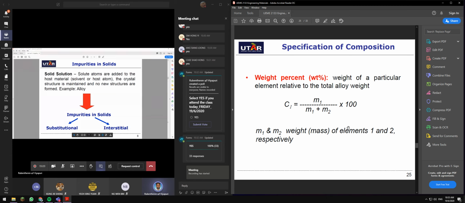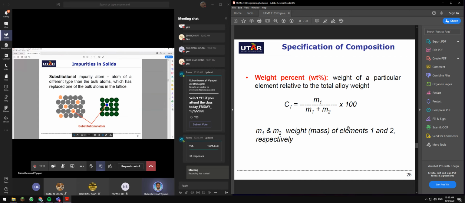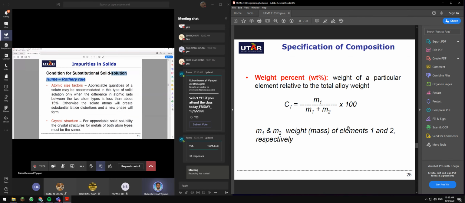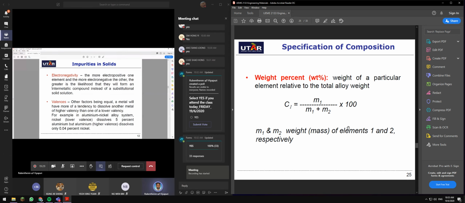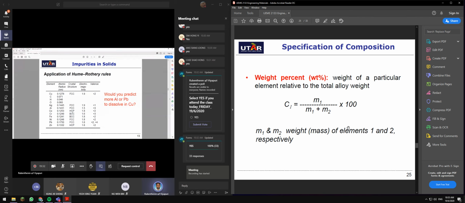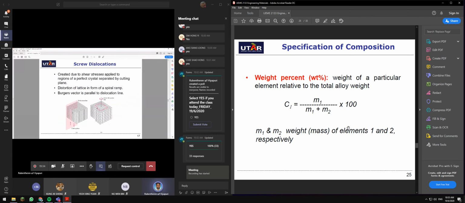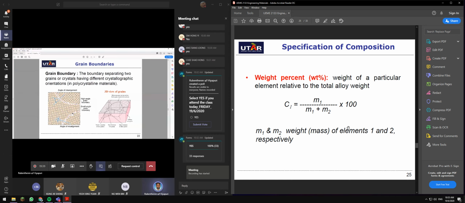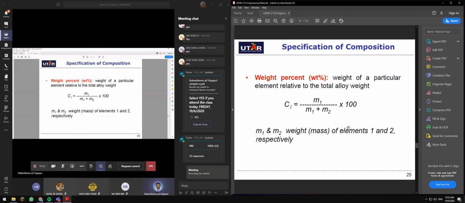And guys, remember, last week I mentioned that for you to have a solid solution, the material needs to obey the law, in terms of the Hume-Rothery rules, for substitutional solid solution. These are the laws, so just go through them. This is what we discussed last week. For today, I'll be focusing on specifications of composition.